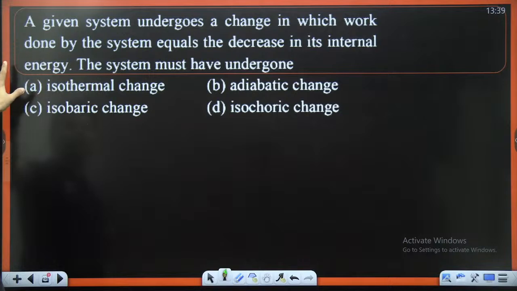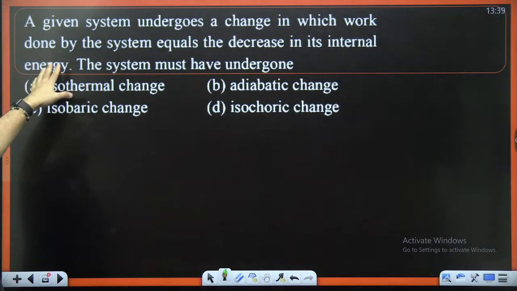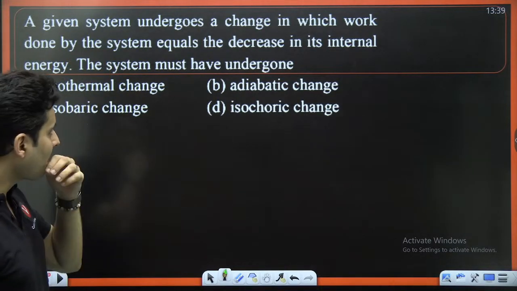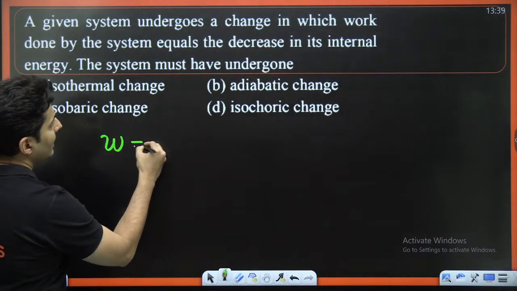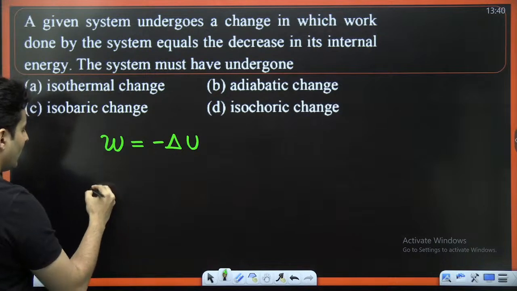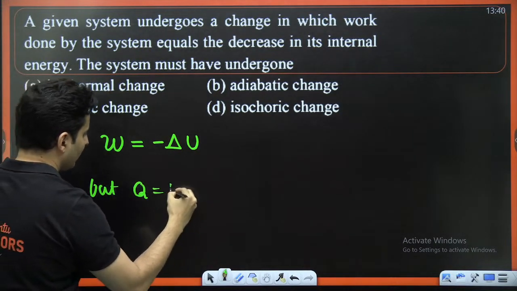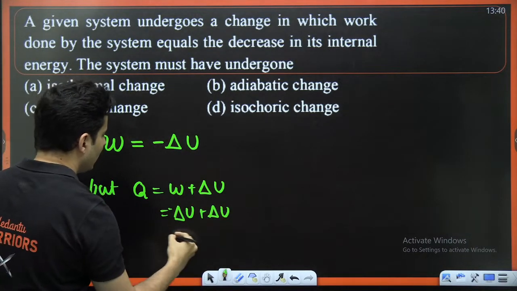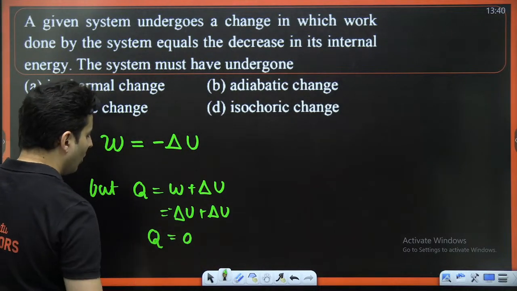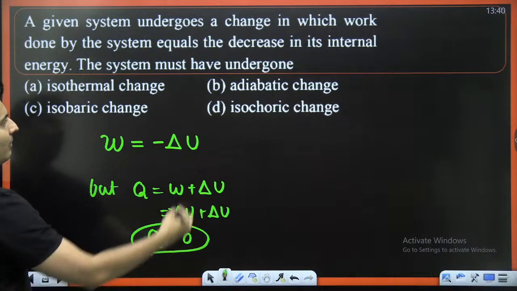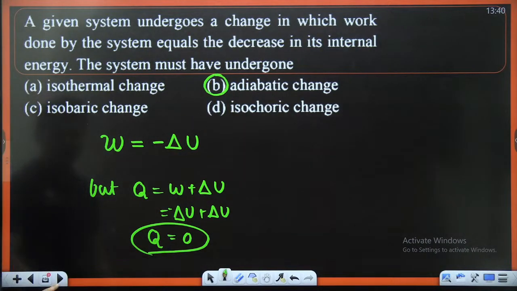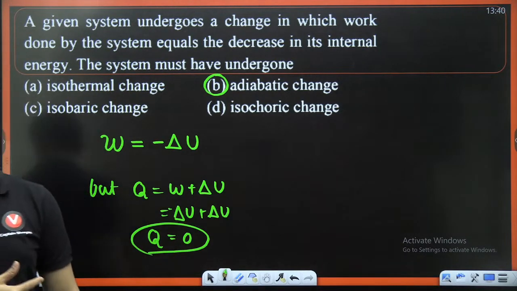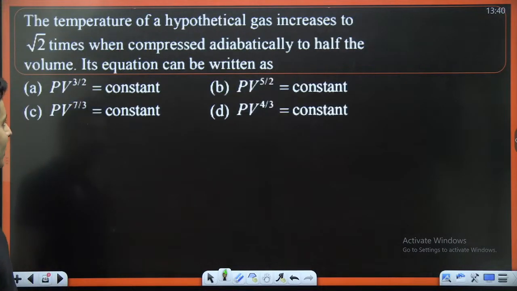In a given system, in which the work done by the system equals a decrease in the internal energy, the system must be which type of process? Work done equals minus delta U. But we know Q is work plus delta U. So it is minus delta U plus delta U, which cancels and becomes 0. This only happens in an adiabatic process. So adiabatic process must be the answer. Option B. Yep, correct. Very good. Awesome.